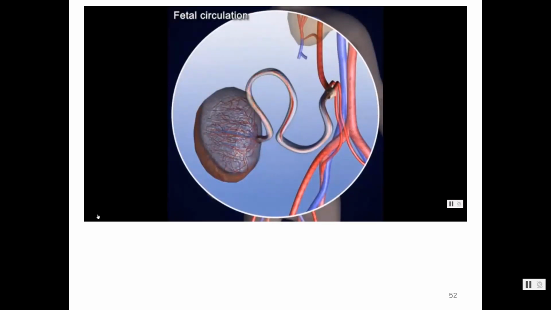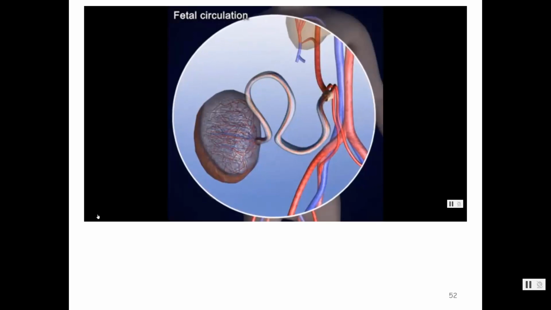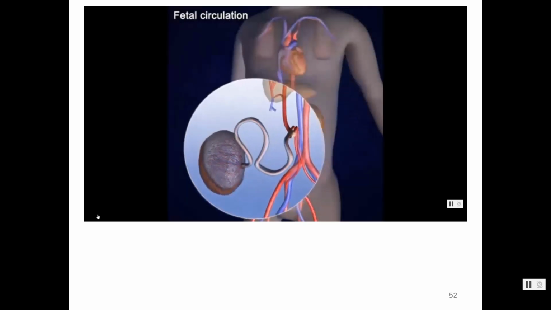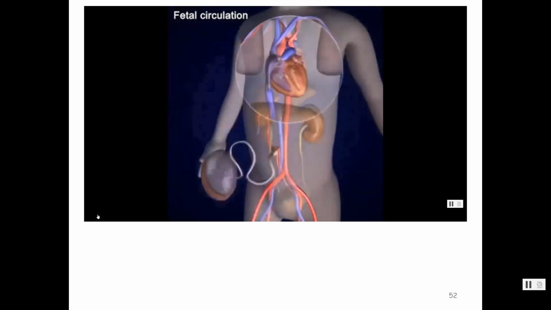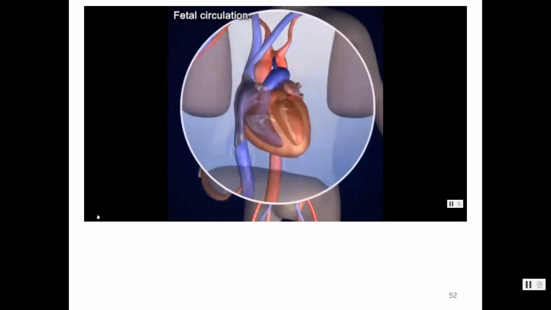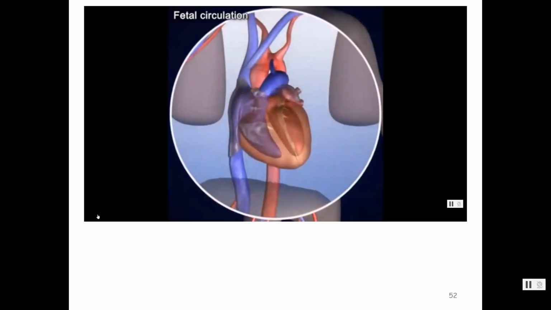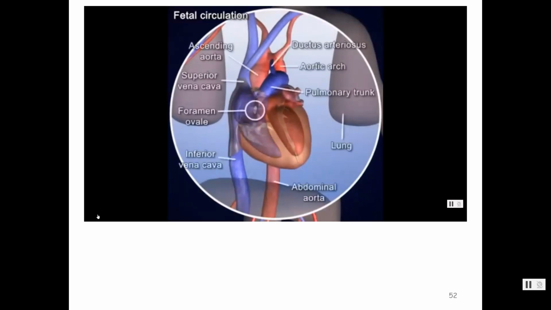From here, it flows through the umbilical vein into the baby. With the lungs collapsed, there is no need for the right side of the heart to send blood to the lungs. The blood is already oxygen-rich thanks to the placenta. Instead, there are two shortcuts that allow the blood to bypass the lungs.